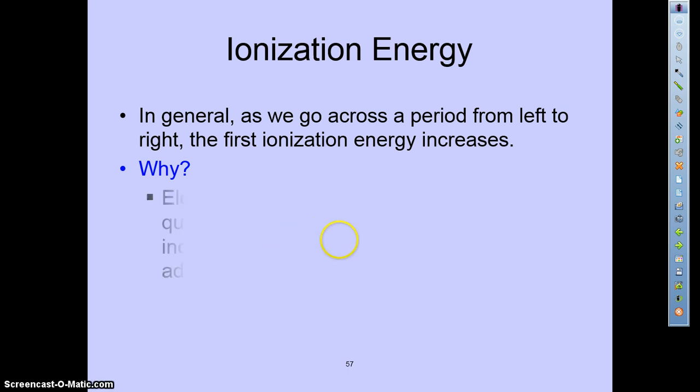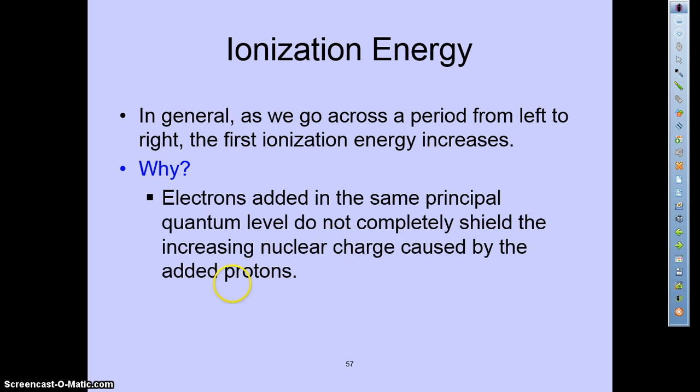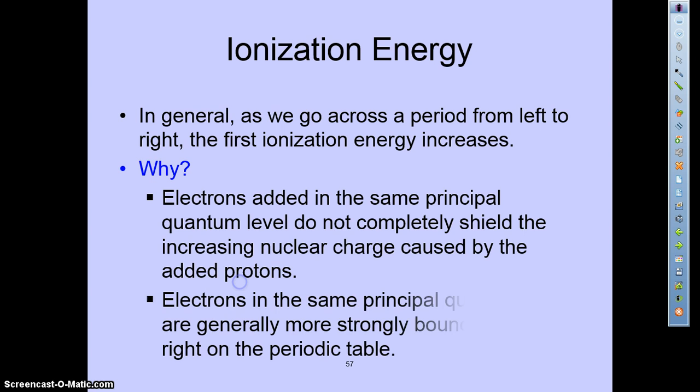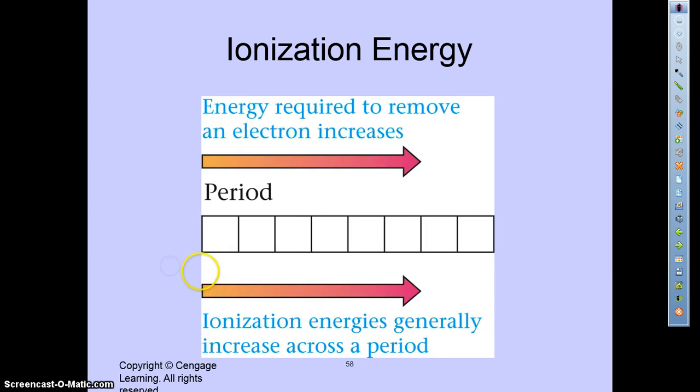Well, there are a couple of different reasons. Electrons added in the same principal quantum level do not completely shield the increasing nuclear charge caused by the added protons. So it causes the ionization energy to increase. The second reason, electrons in the same principal quantum level are generally more strongly bound from left to right on the periodic table. So it takes more energy for those electrons. So let's look at it visually. The energy required to remove an electron increases across a period. Because that energy increases, the ionization energies generally increase across a period as well.